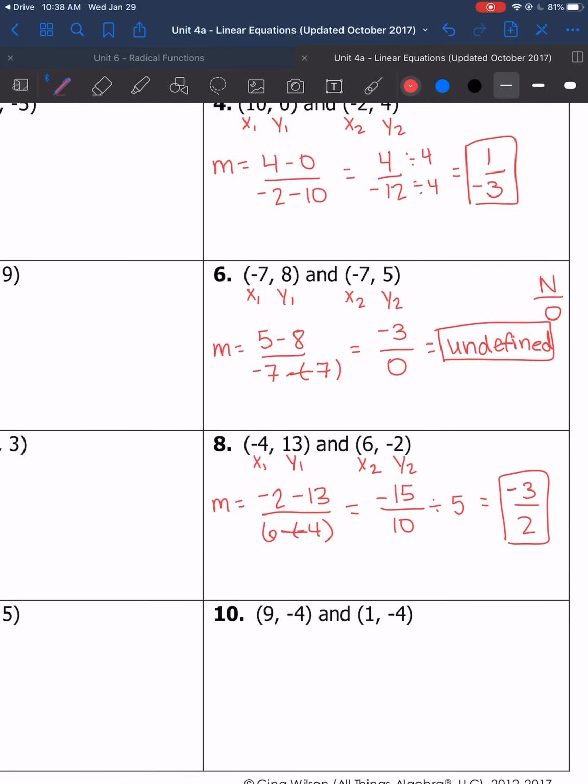And last but not least, on this page is number 10, x1, y1, x2, y2. So m equals -4 minus a -4 over 1 minus 9. So that numerator is going to become -4 plus 4 is a 0, and 1 minus 9 is -8, but 0 on top is a-okay. So my answer is just 0.